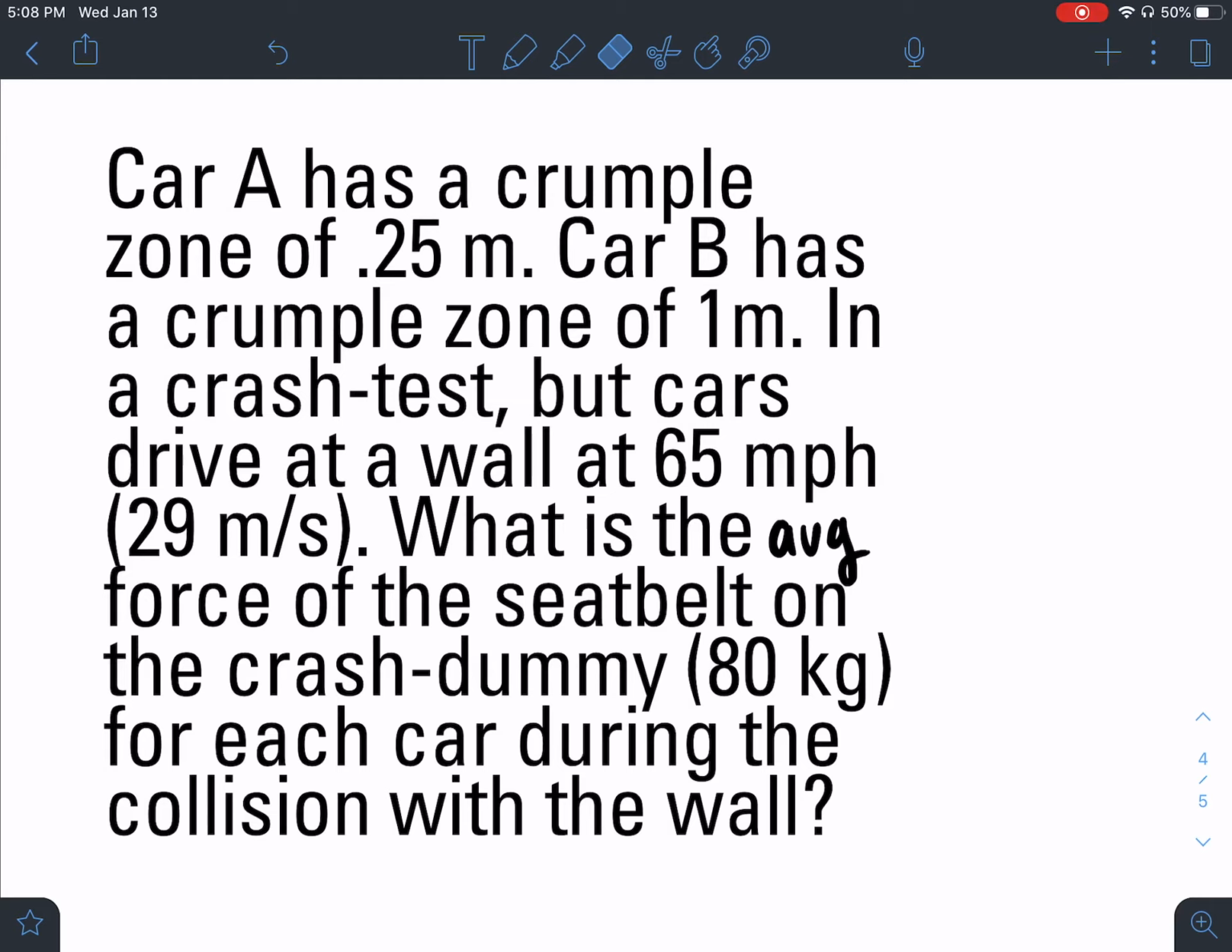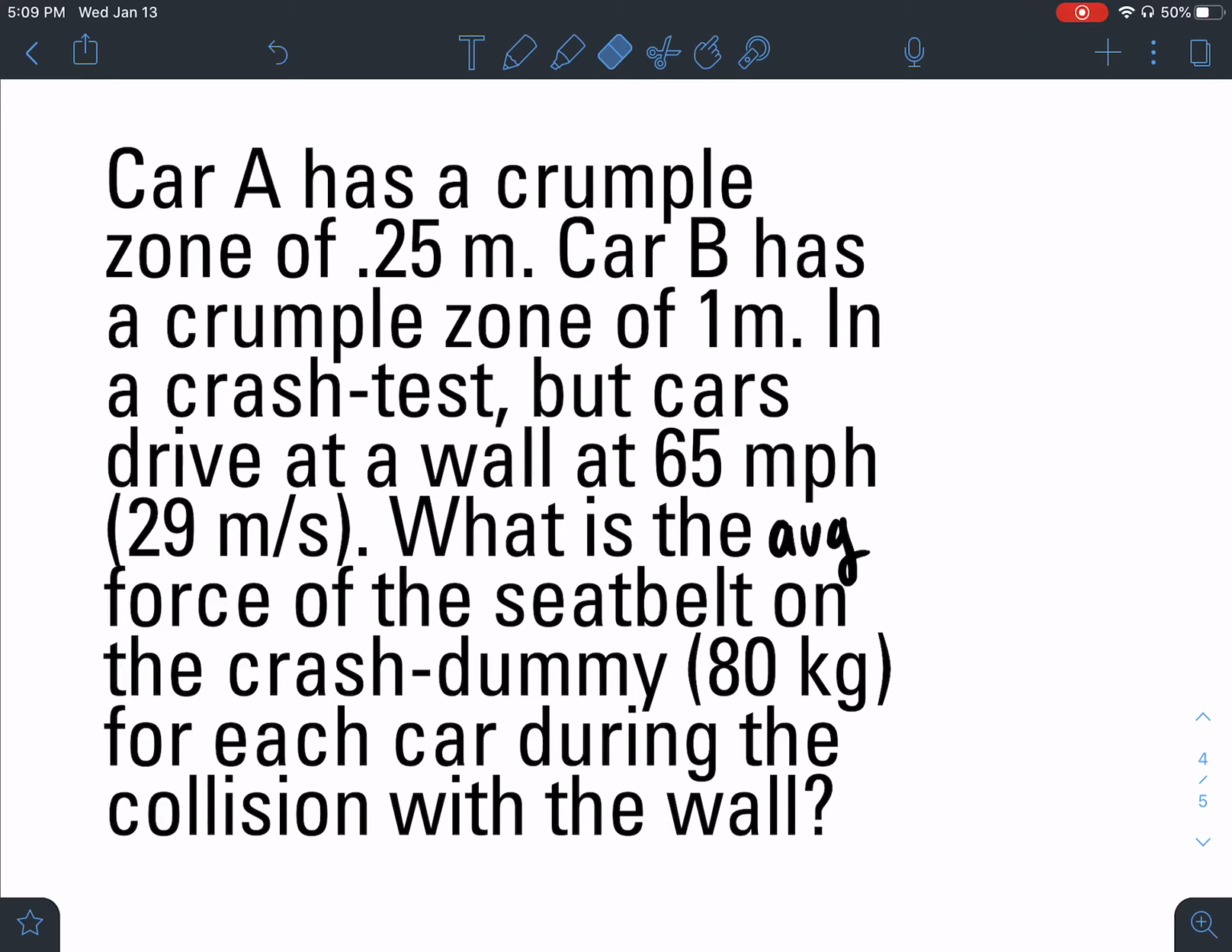So here's our situation. We have two different cars that are going into a crash test. The first car, car A, has a crumple zone of 1/4 of a meter, so 0.25 meters, and the second car has a crumple zone of a full meter. In this crash test, both cars are going to be driving into a wall at 65 miles per hour, which is approximately 29 meters per second.